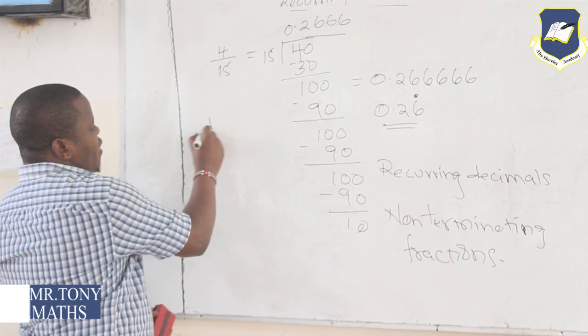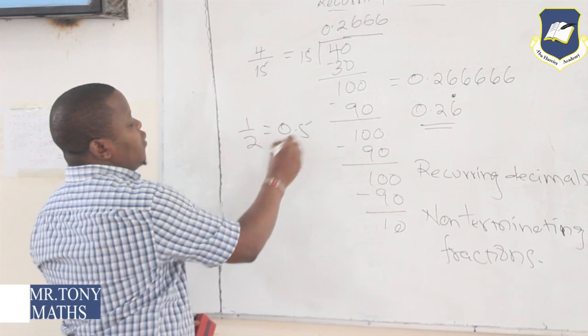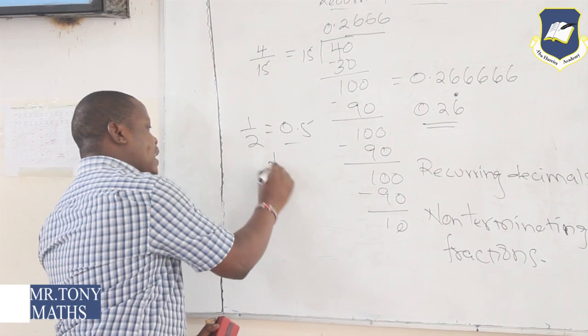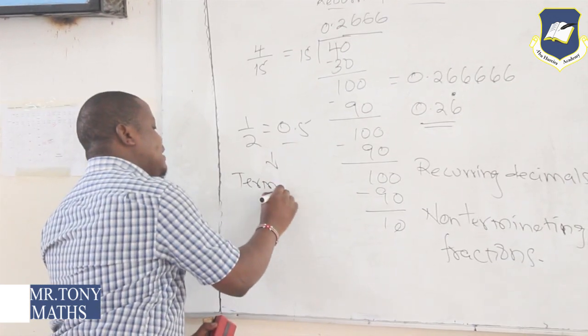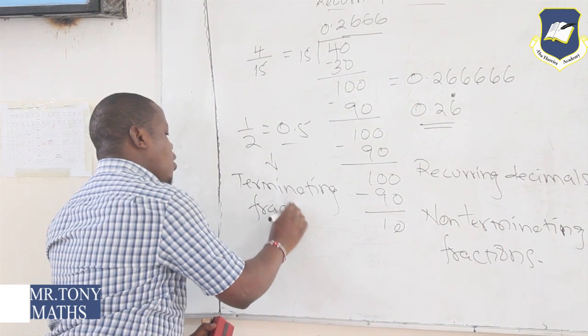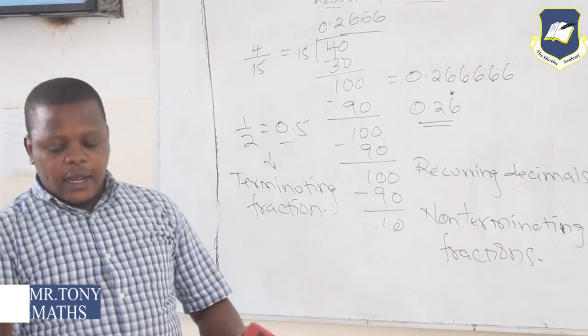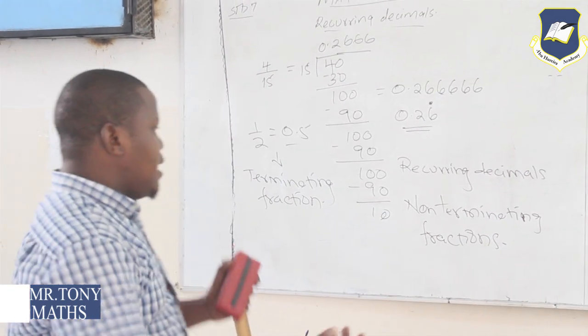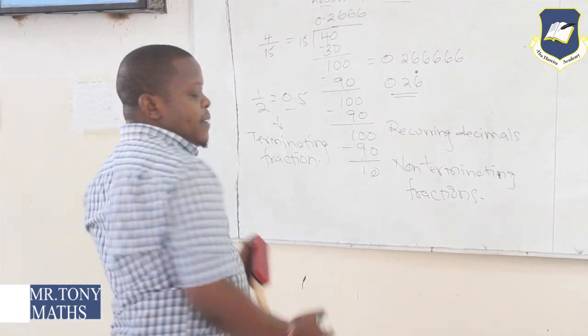When you compare it to 1/2, 1/2 gives you 0.5 only. That is a terminating fraction. So after learning recurring decimals, we are now able to differentiate non-terminating fractions and terminating fractions.